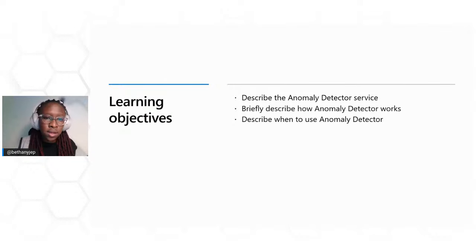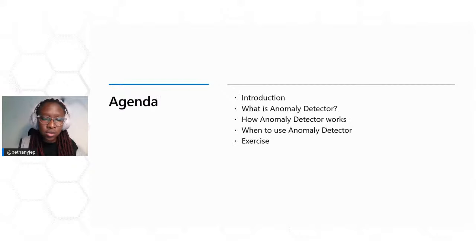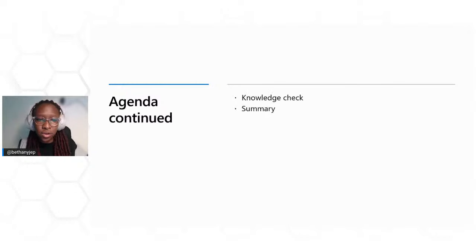Our objectives for today are to understand what the anomaly detector is. By the end of this session, you should be able to briefly describe how the detector works and, of course, when to use it. The agenda of the day is basically the same: understanding what the anomaly detector is, how it works, when to use it, a demo, and finally a knowledge check to see if you actually understood what you're doing, and a summary at the end.